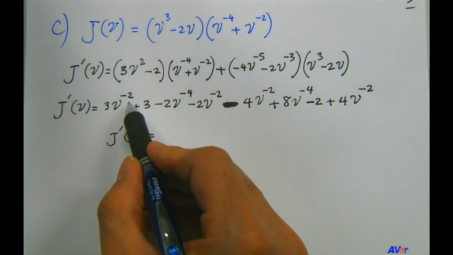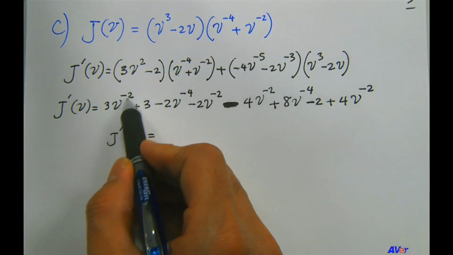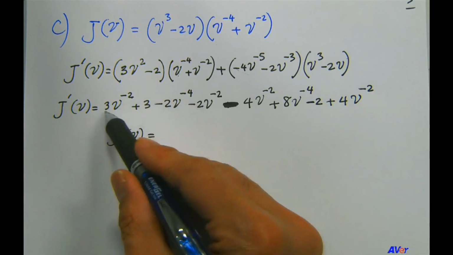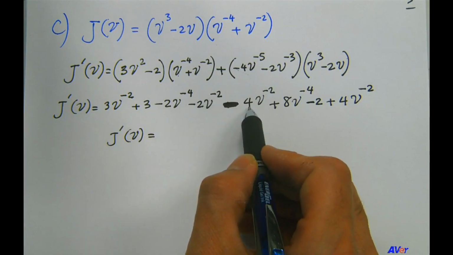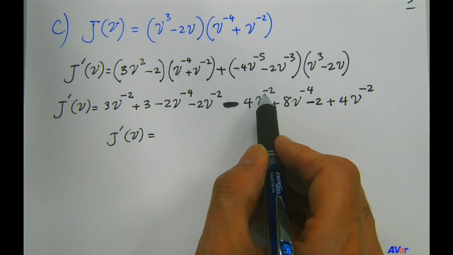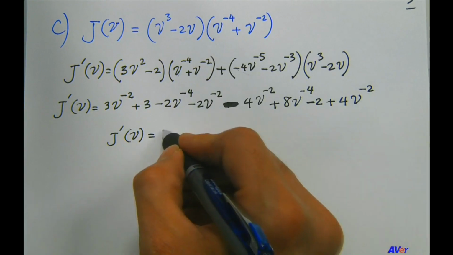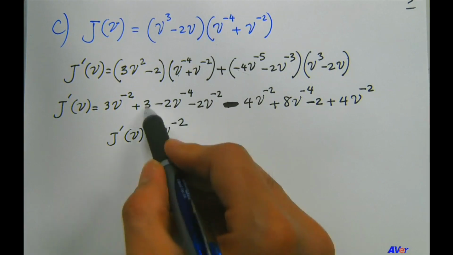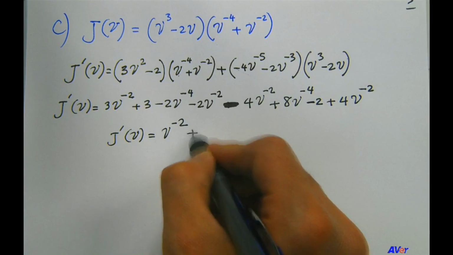So let's combine anything with -2 power. So we have 3v to -2 power, that one, and this one. This is -2, that's 3, so we get 1v to -2 power. -4, that's 1 minus 4 is -3v to -2 power. And then plus another 4v to -2 power, that's 1. So v to -2 power. And then the constants 3 and -2 add up to 1, just plus 1.